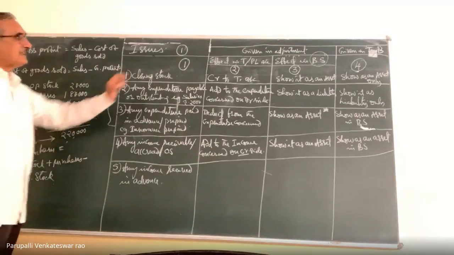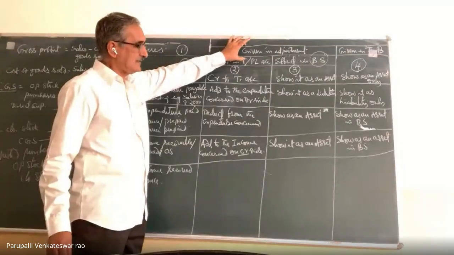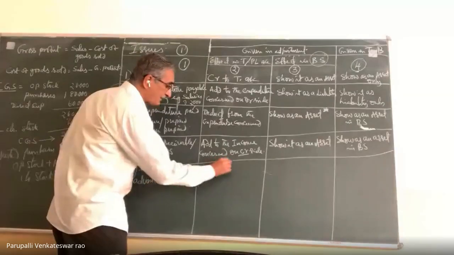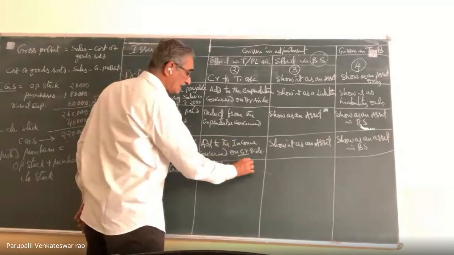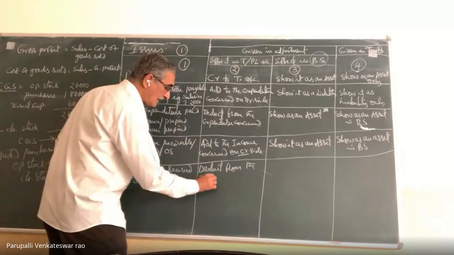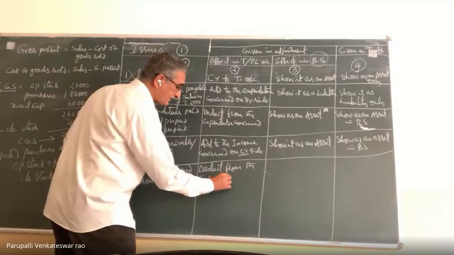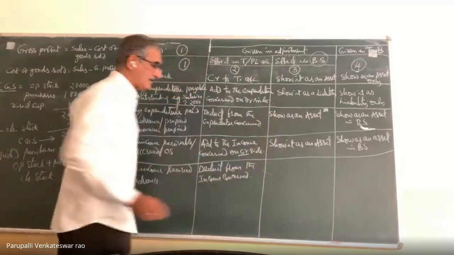So if it is given in the adjustments, what is the effect in adjustments? What to do? Add to the considered income? No. Deduct from, less from the concerned income on credit side. Deduct from the income concerned. Income concerned means related.